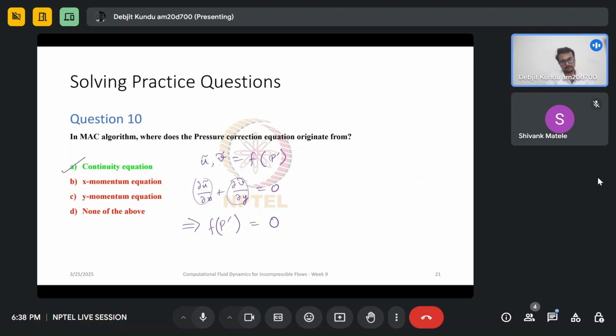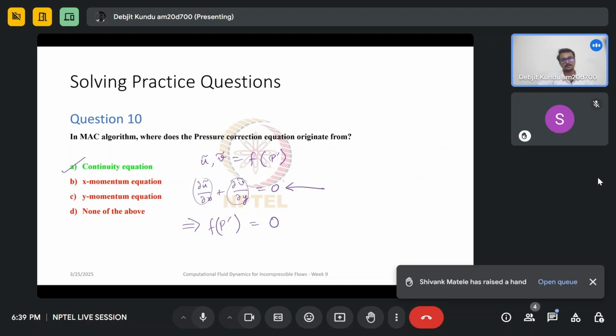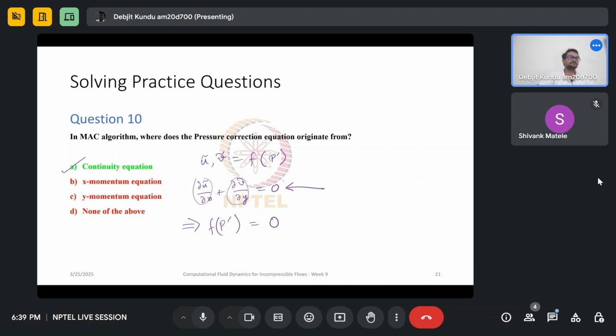And then the pressure correction equation is further simplified by ignoring the neighboring correction quantities and only keeping the pressure correction at the point of interest, and then solving it iteratively until we reach convergence, which is again checked by checking the continuity equation. The residuals of the continuity equation should go below a certain tolerance where we can safely say that yeah, our solution has converged and we are happy with the numbers that we have arrived at.